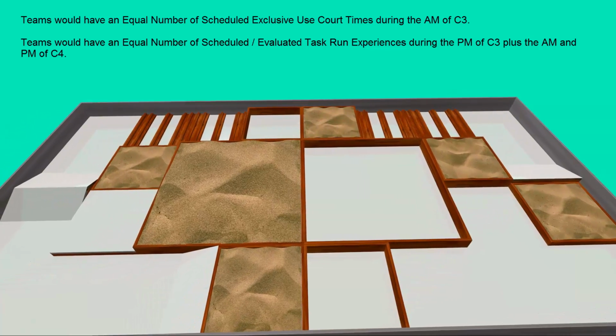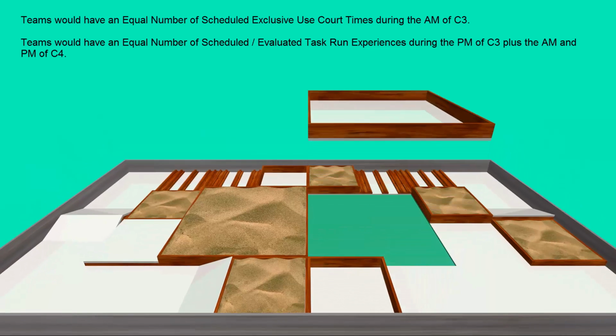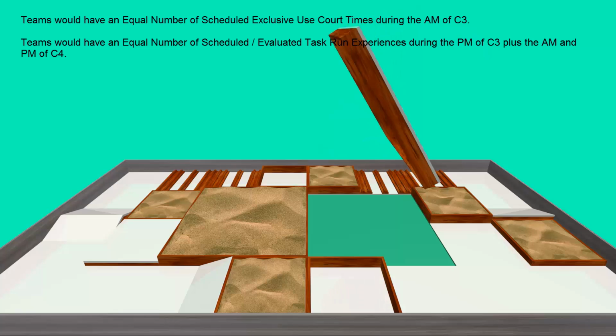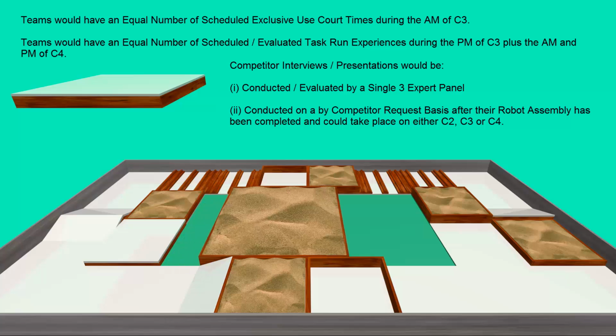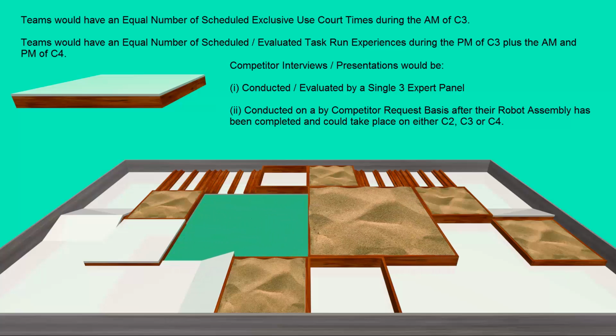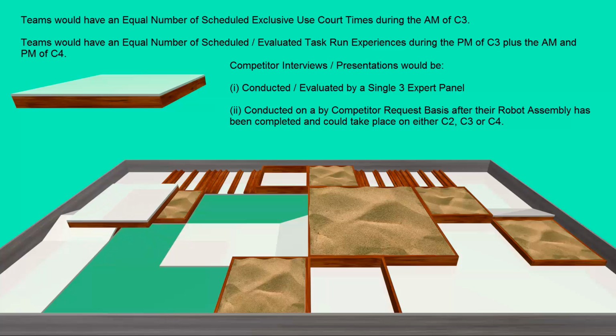Teams would have an equal number of scheduled evaluated task run experiences during the PM of C3 plus the AM and PM of C4. Competitor interviews and presentations would be: 1. Conducted and evaluated by a single 3-expert panel. 2. Conducted on a by-competitor-request basis after their robot assembly has been completed, and could take place on either C2, C3, or C4.